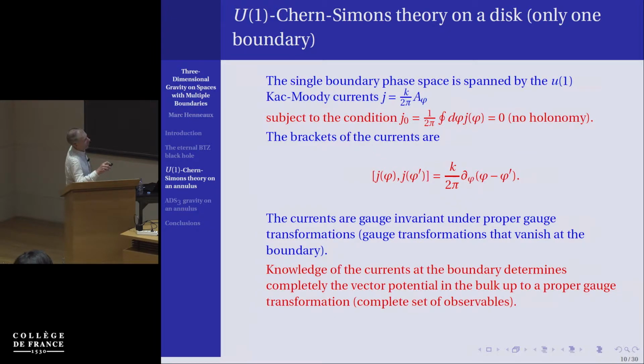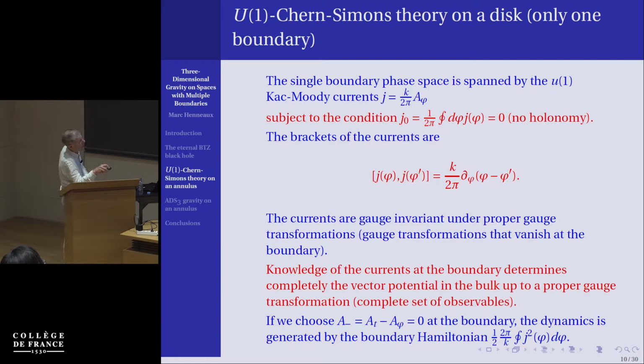Okay, now what is perhaps important to realize, and I think I also mentioned that, is that if you give me the current at the boundary, you in fact know completely the system, in the sense that you can completely reconstruct the gauge potential, A_phi and A_r, within the disk up to a proper gauge transformation. And since proper gauge transformations are just redundancies, you have all the physical information you need. So from that point of view, the currents, restricted by this no holonomy condition, form a complete set of observables.